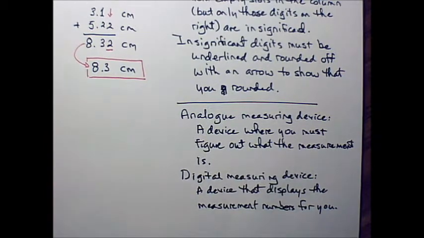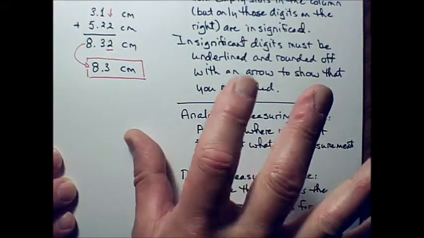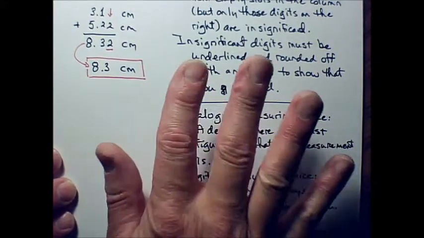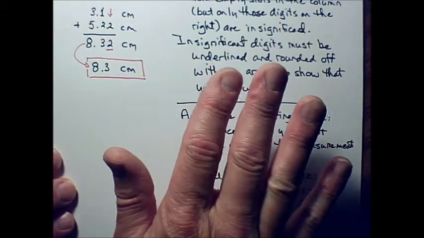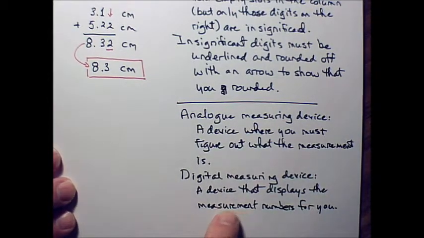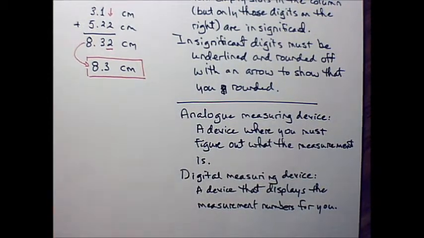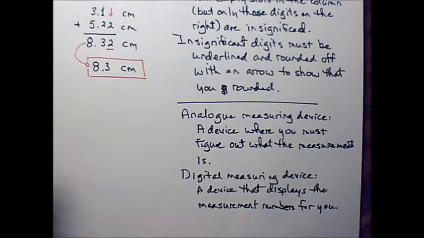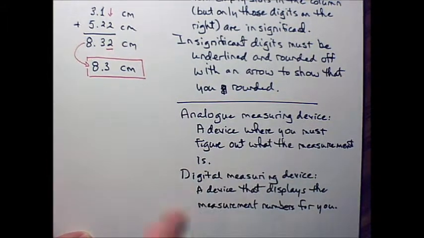A device that displays the measurement numbers for you. Now, that doesn't cover everything, okay? If you're counting on your hands, 1, 2, 3, 4, 5, this happens to be a digital device, even though it doesn't show numbers. That's why this definition doesn't really cover everything. But for most of what we're going to do in here, you can differentiate between an analog device and a digital device that we would use in a chemistry lab by these two real simple definitions.